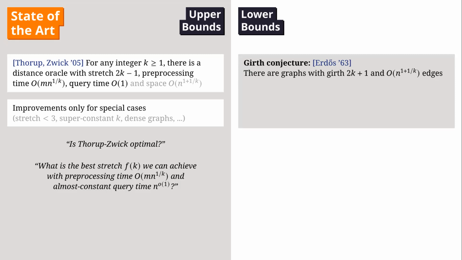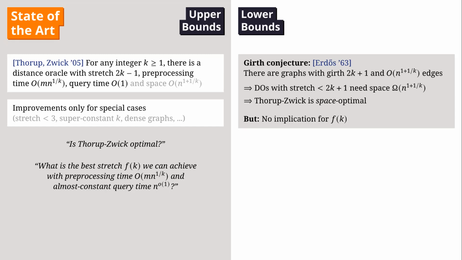Now, as a consequence, if you take one of those graphs and pre-process it by a distance oracle with stretch strictly less than 2k plus 1, you cannot afford to forget about any of the edges in the graph. Any of the edges would lead to a much higher distance estimate than you're allowed with the distance oracle. So actually, your distance oracle needs space n to the 1 plus 1 over k. And as it turns out, this proves, assuming the girth conjecture, that Thorup-Zwick distance oracles are space optimal.